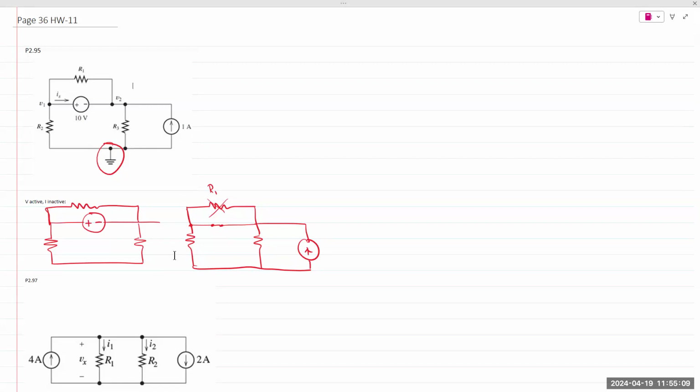Not necessarily. It could change depending on what the direction is. So the question being asked is, if it's just a voltage source that is active, would it always be positive? The answer is no. It could be any value, it could be any sign. It just depends on what the polarity is that is given to us.